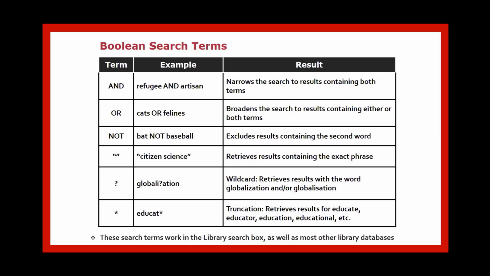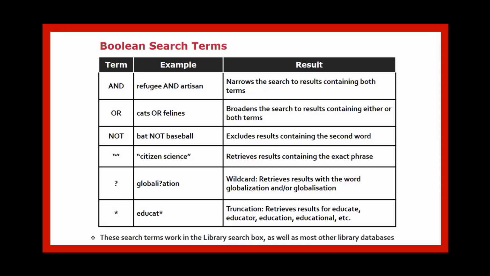Use quotations for searching for phrases. This one can have a really huge impact on how many results you get and weeding out off-topic stuff. So when you want to search for an exact phrase, citizen science in this case, put it in quotations. That's telling the database or the library search to find those exact words together.